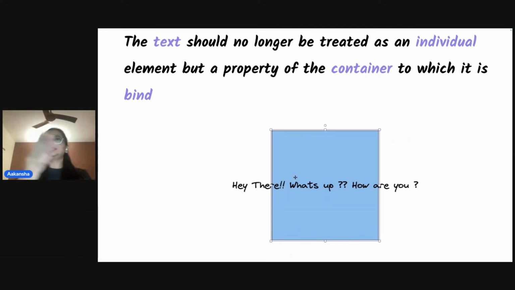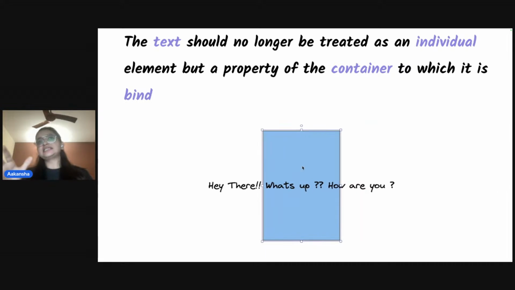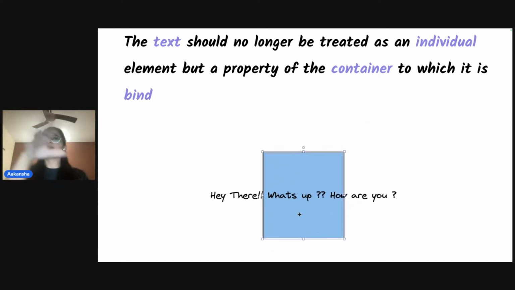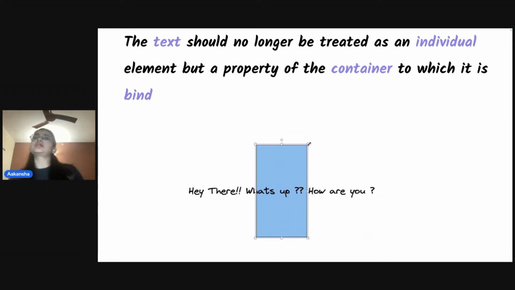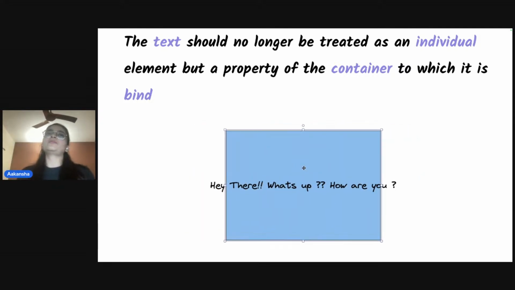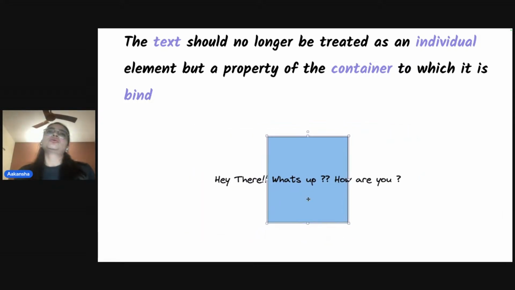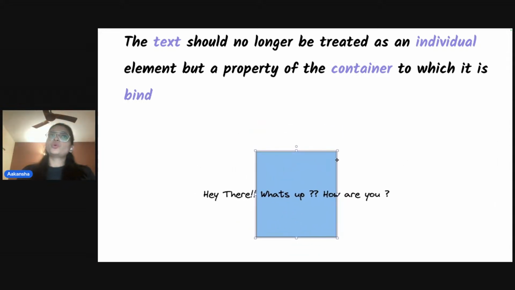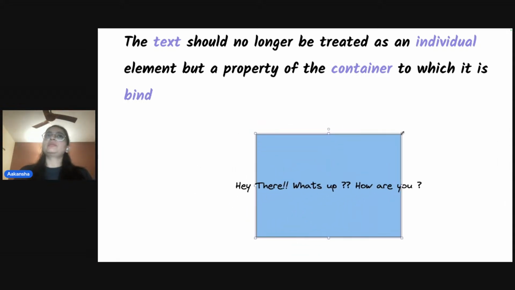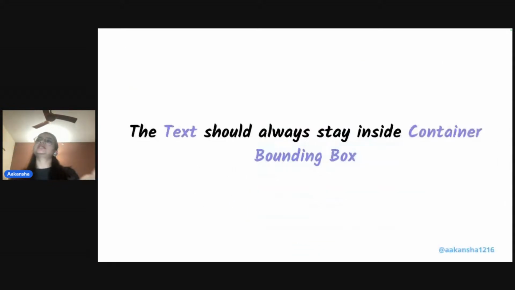And as you can see, this is the progress. So as I'm resizing, the text element is also getting adjusted. If I'm moving, the text element is also moving along with the container. So this is the progress till now. But the text is still going outside the container. So let's look at the fourth and the final and the most important requirement, that is the text should always stay inside the container bounding box.